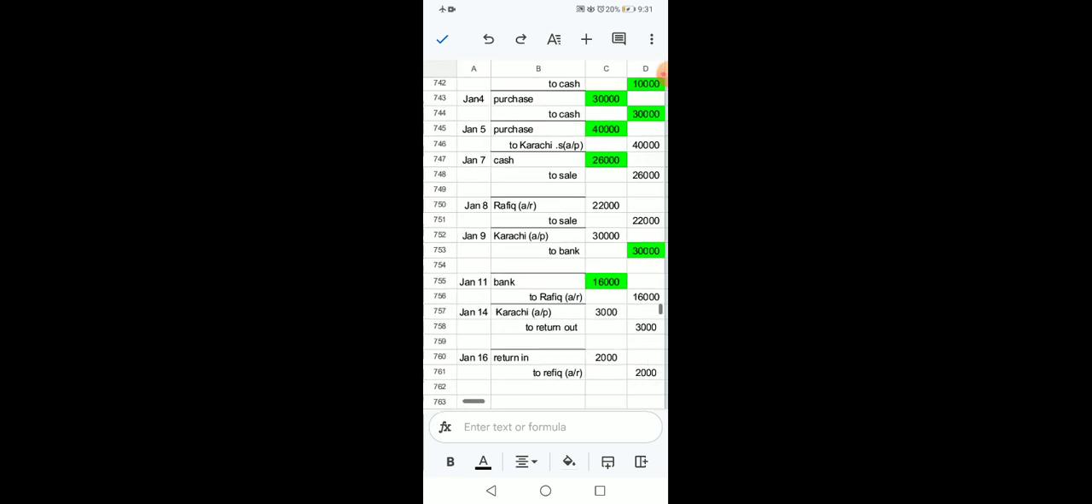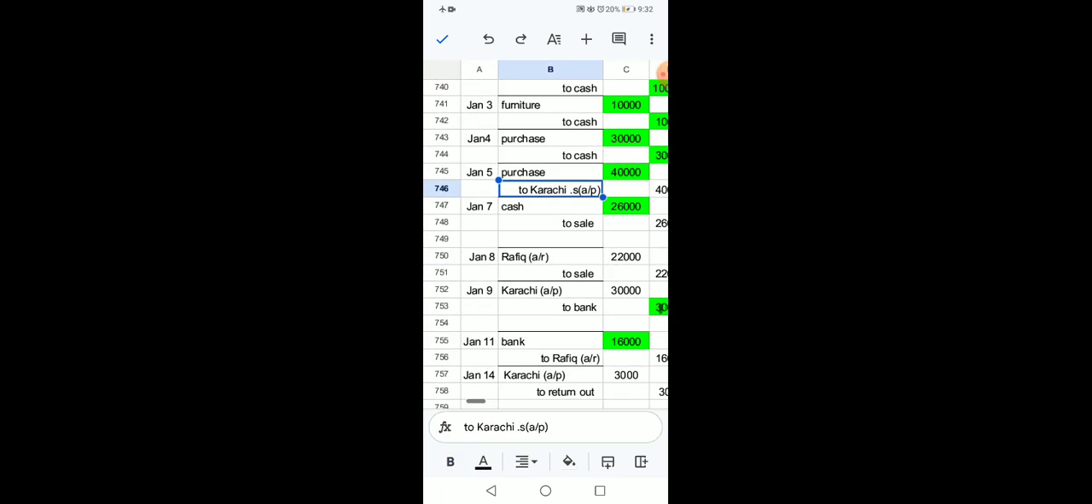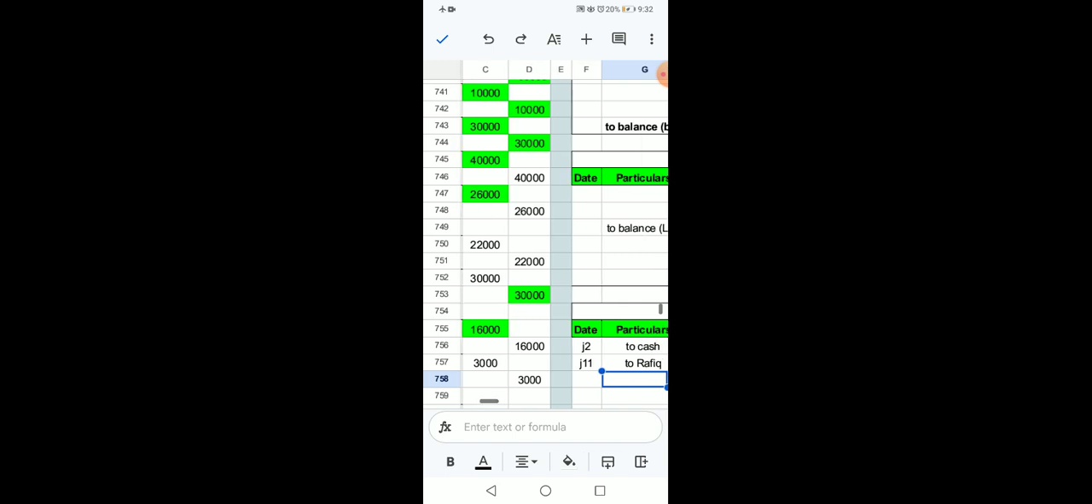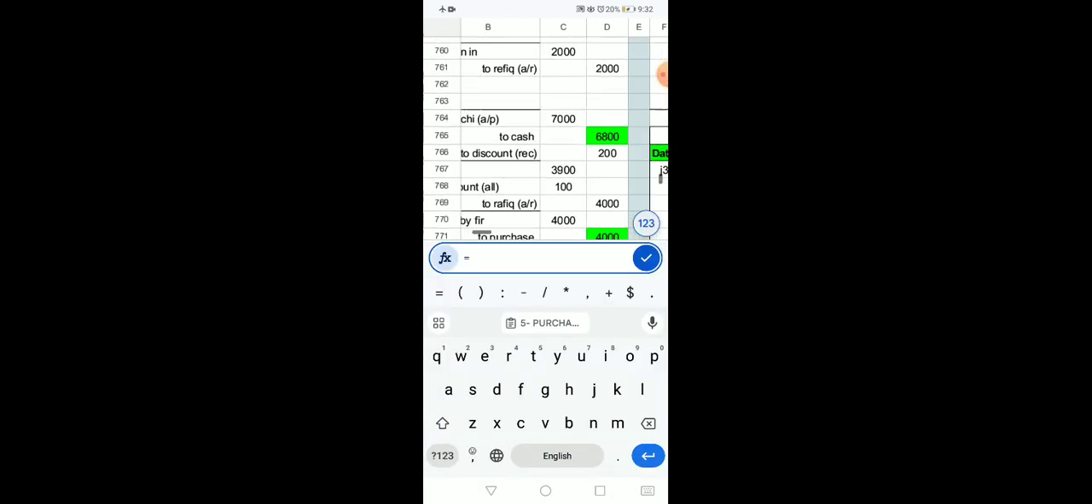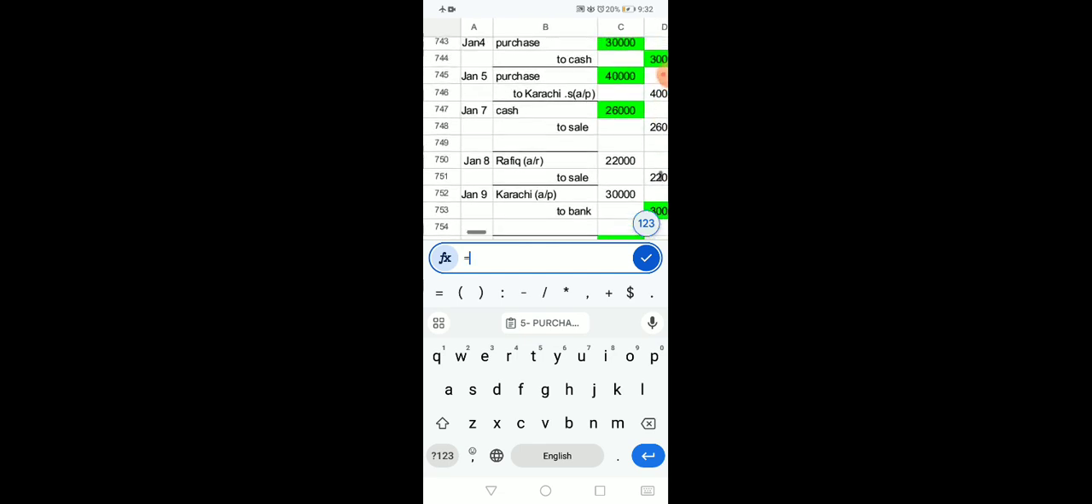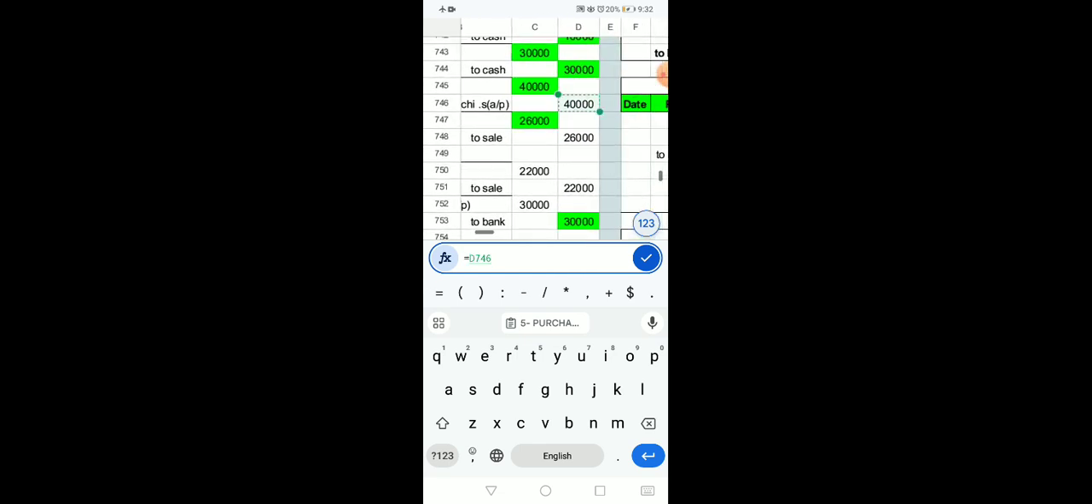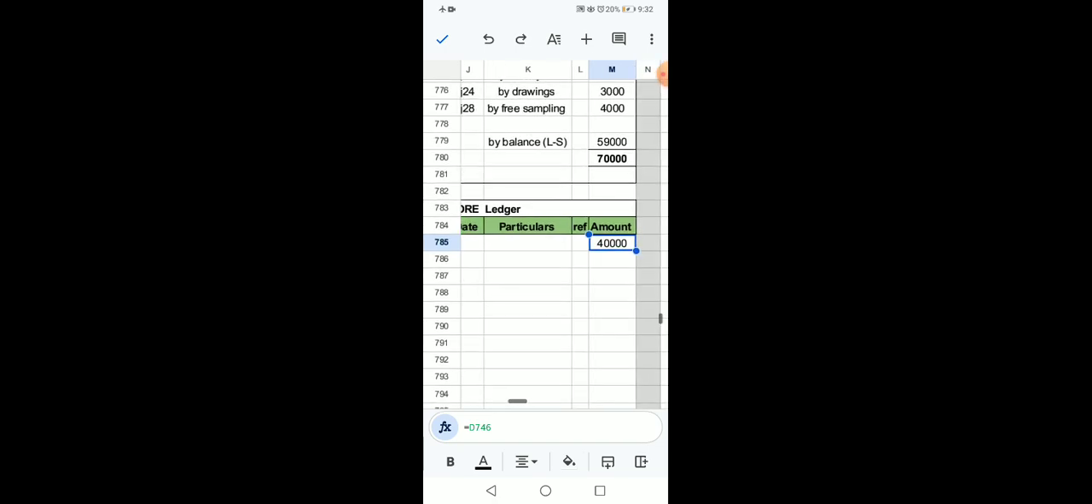So what you are going to do, you will be searching now Karachi only. These initial entries, you can see from here to here, all entries are completed. We do not need to look at them again. Karachi we are focusing on. In January 5 Karachi is credited by 40,000. So you will go to the credit side of the ledger. Here you will be putting the amount. See what was the amount in front of Karachi. You can see that it was 40,000. So put 40,000 over here.